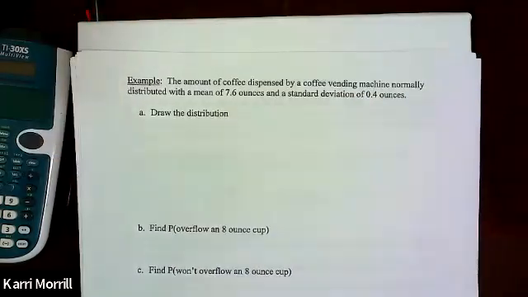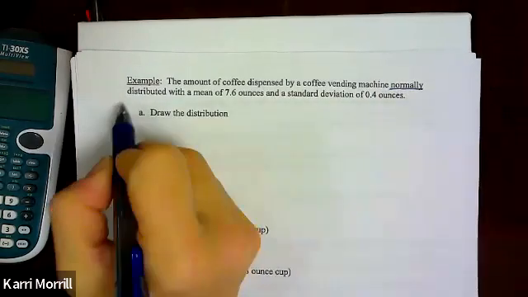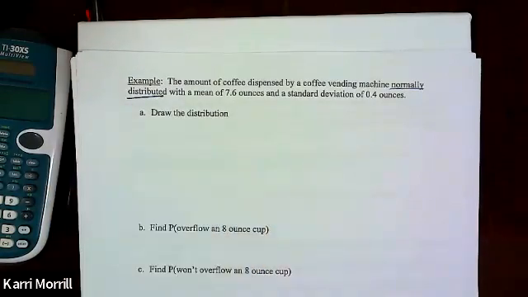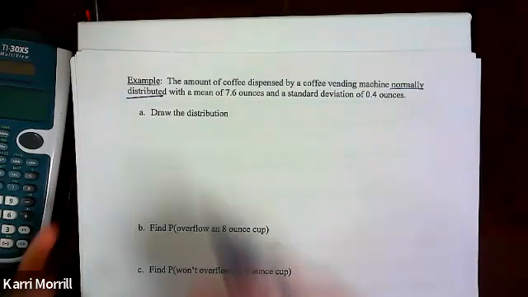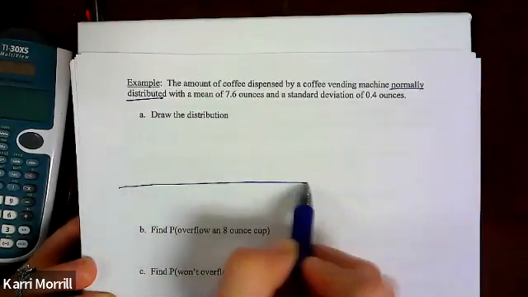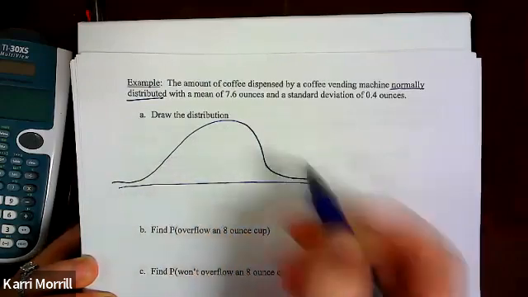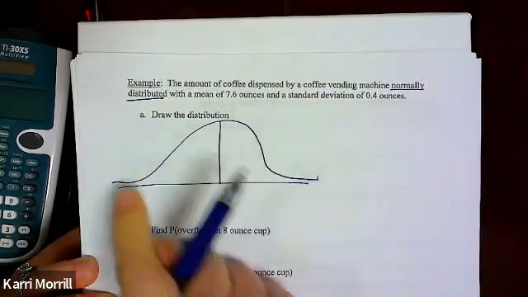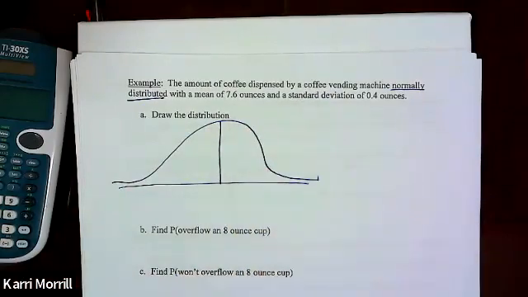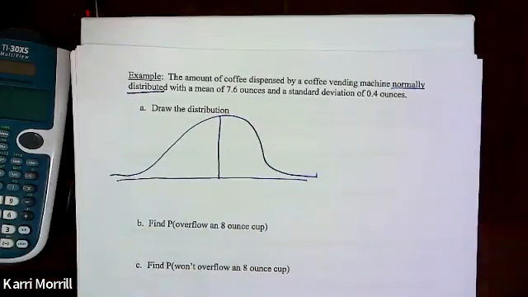Turn the page. The amount of coffee dispensed by a coffee vending machine is normally distributed. So we're talking about our bell-shaped curve with our percentages that we've learned about, with a mean of 7.6 ounces and a standard deviation of 0.4 ounces. Draw the distribution. So again, here's my curve. It's getting worse and worse as we go. It's kind of skewing, but let's pretend that that's a perfect symmetrical graph, please.